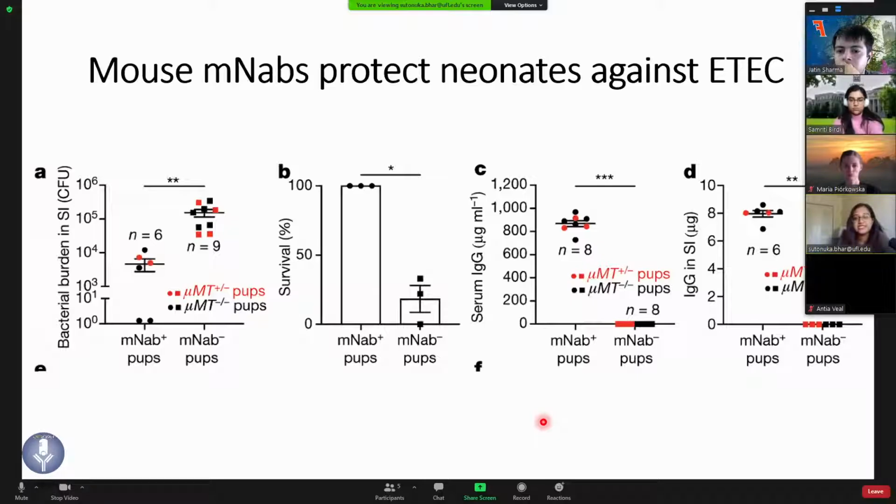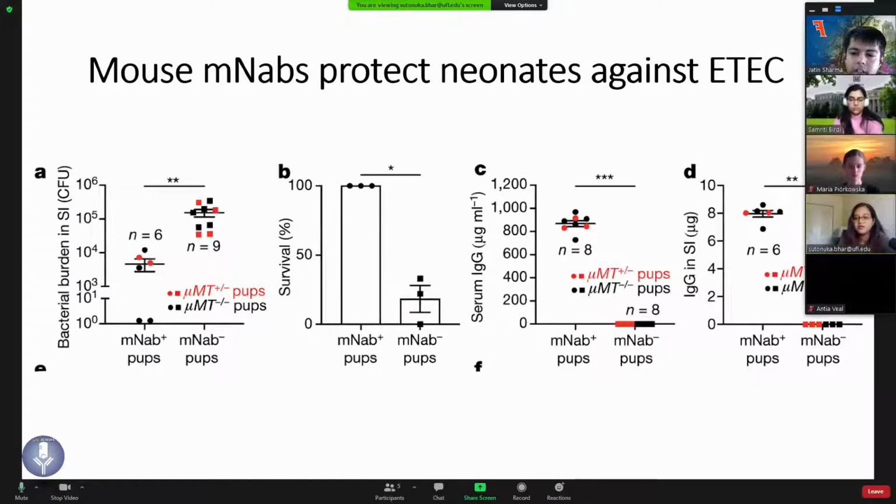Now they are testing the IgG in serum and in small intestine. And as expected, the mNab plus pups, which are the pups from normal mice, do have IgG present in their serum as well as in the small intestine. But on the other hand, the mNab minus pups from the knockout mice do not have any IgG present either in their serum or in their small intestine.